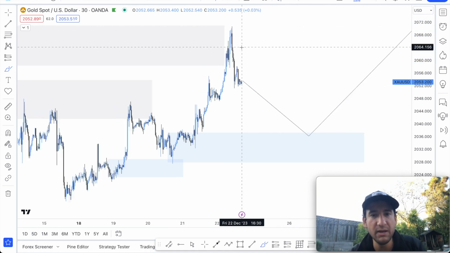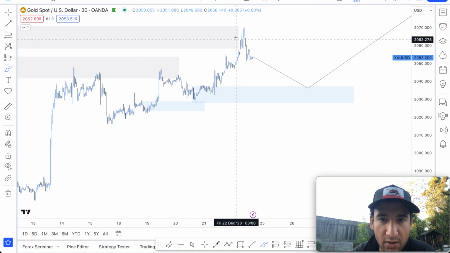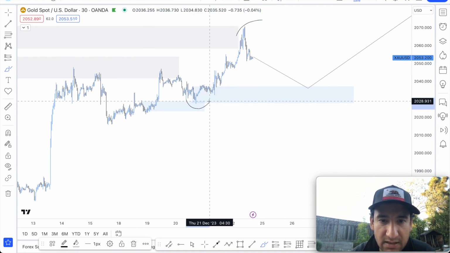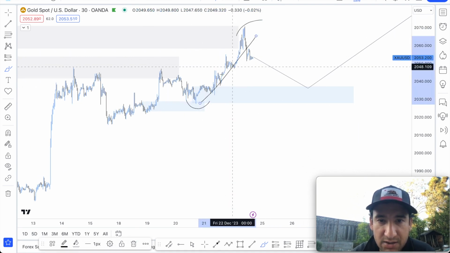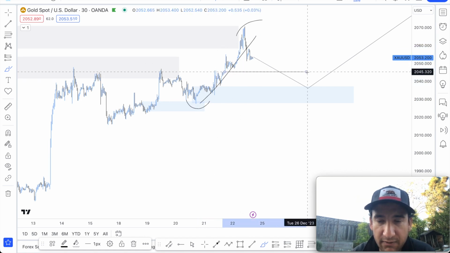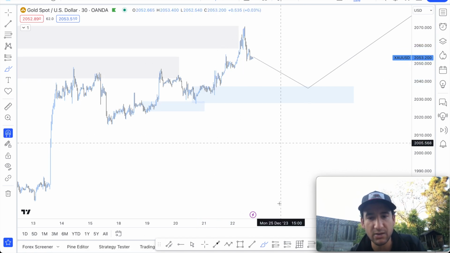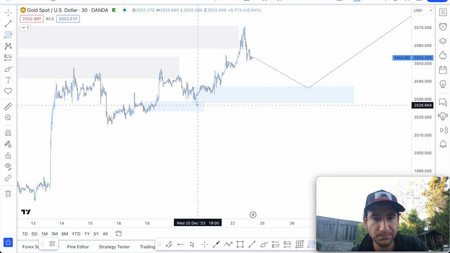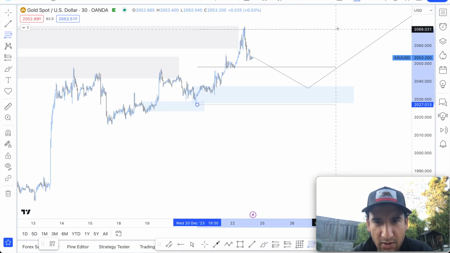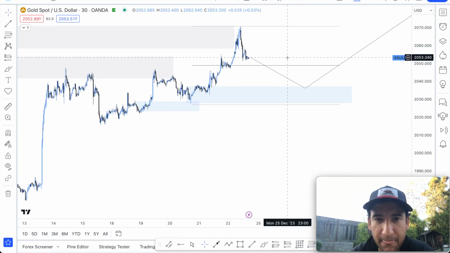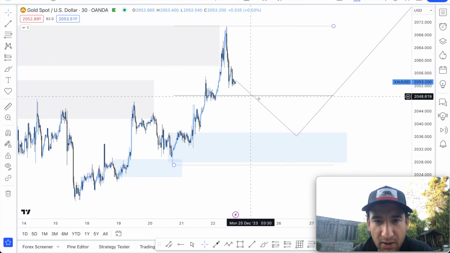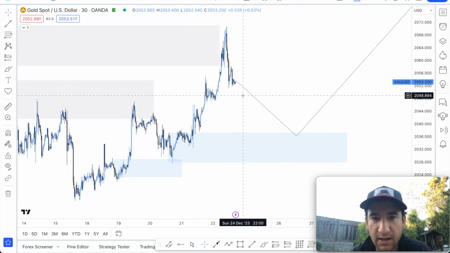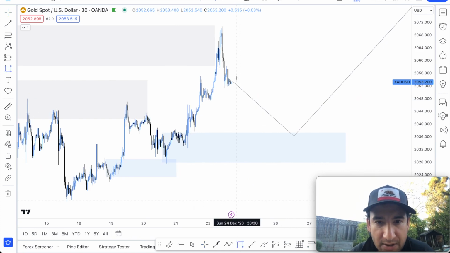We need to be careful to understand that we are in the premium. This is the discount here, right? So if you span that across, you want for price to go below the 50 EQ, obviously, just like that. You would take your Fibonacci, right? Wait for the price to get below the 50, obviously, just like that. Okay, so let me just make this clear.